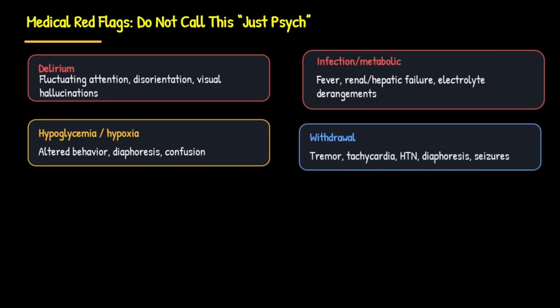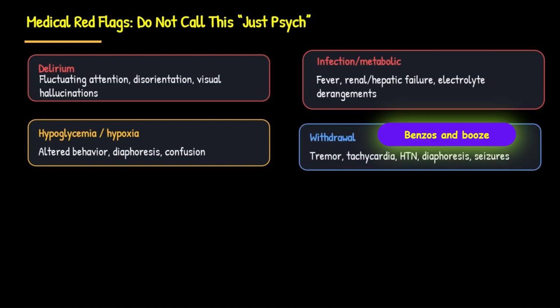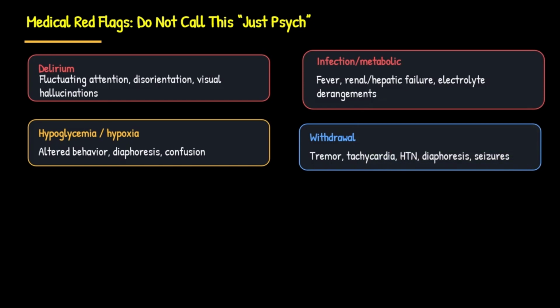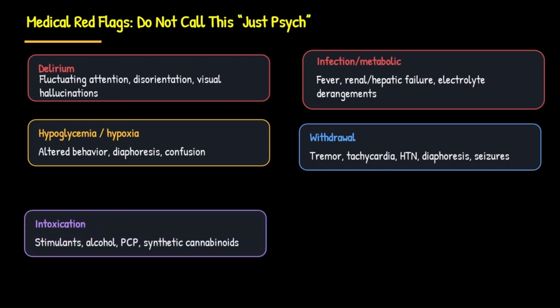Withdrawal is another one that you do not want to miss because alcohol and benzo withdrawal can be deadly. Look for tremor, tachycardia, hypertension, diaphoresis, seizures. If possible, get a history of their use and know when their last drink was. Substance intoxication with stimulants, alcohol, PCP, synthetic cannabinoids can all cause agitation. So you want to look out for dilated pupils, nystagmus, hypertension, tachycardia. Get a UDS if possible.